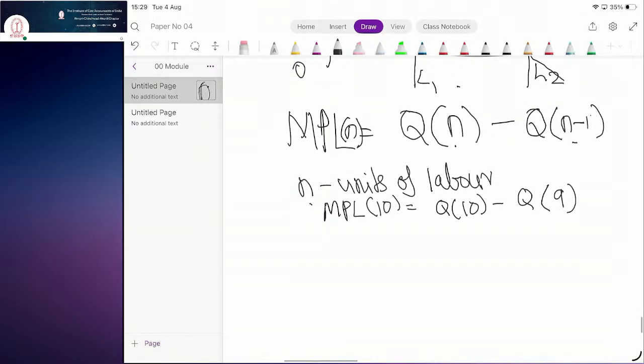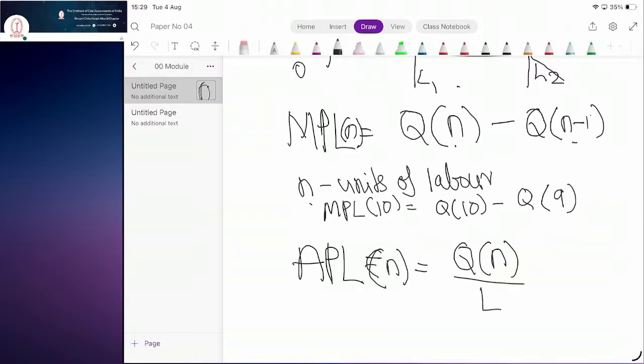There is another function we can define which is called average product of labor. Average product of labor is defined as Q of n divided by L. That is the n, the number of units of labor.